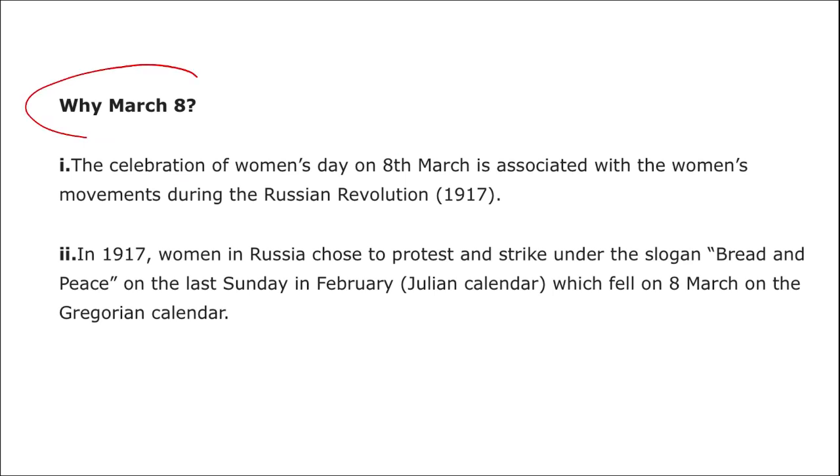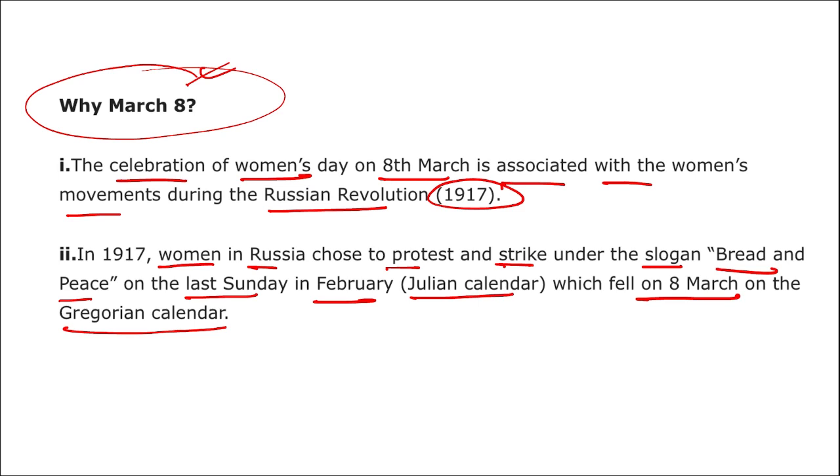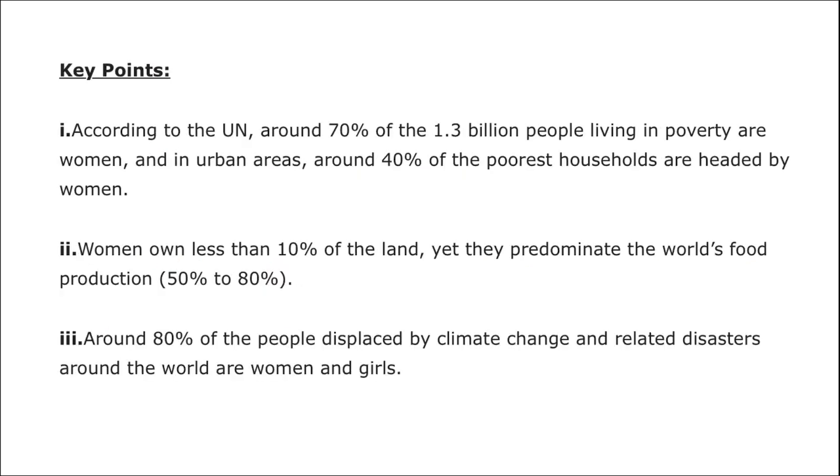Why do we observe it on 8th of March only? The celebration of Women's Day on 8th of March is associated with the women's movement during the Russian Revolution of 1917. Women in Russia chose to protest and strike under the slogan Bread and Peace on the last Sunday of February according to the Julian calendar, which fell on 8th of March on the Gregorian calendar. So that is the reason we observe International Women's Day on 8th of March, and first time it was observed in the year 1975.